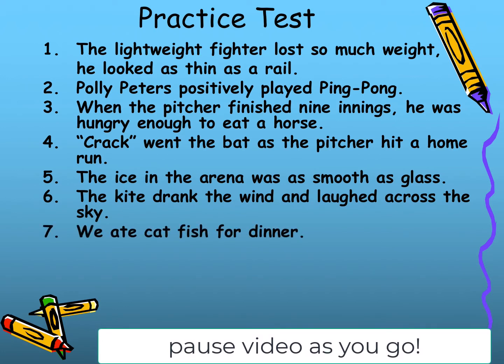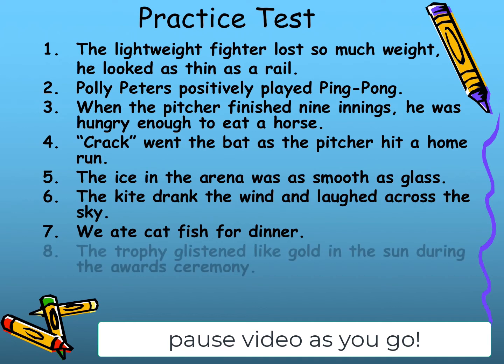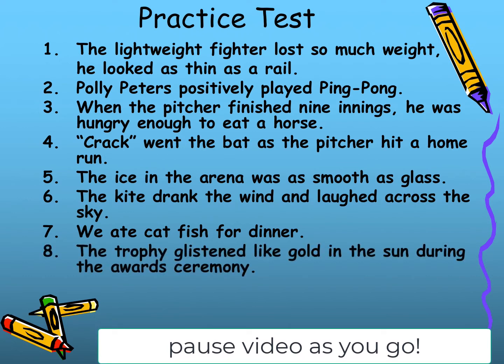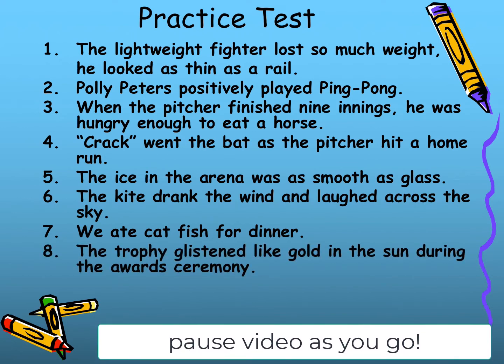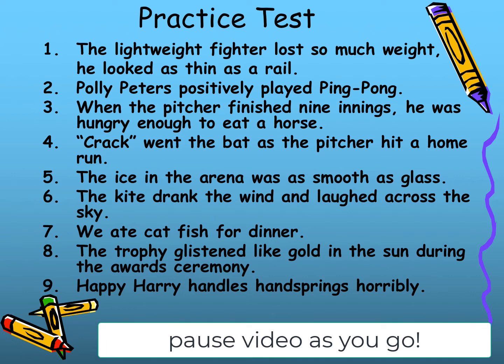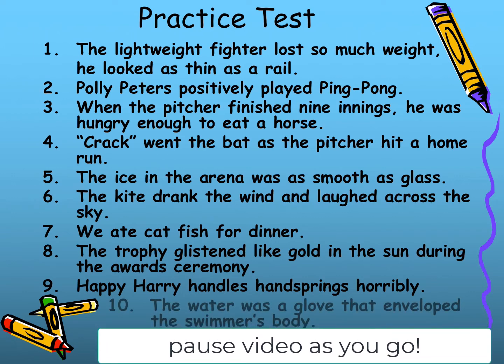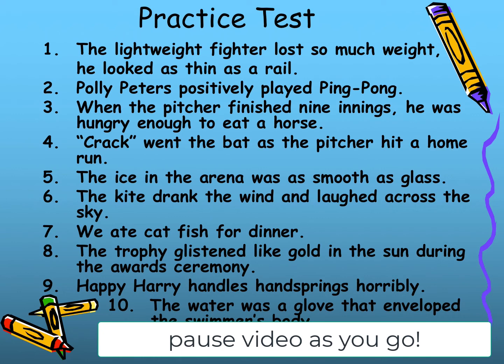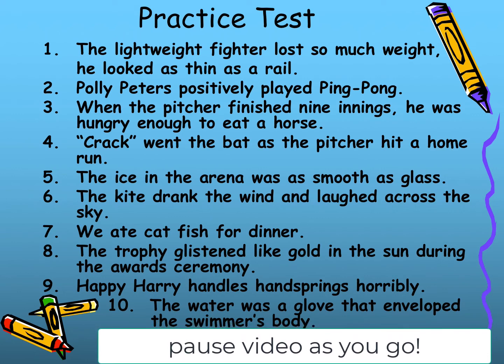Number 7, we ate catfish for dinner. Number 8, the trophy glistened like gold in the sun during the awards ceremony. Number 9, Happy Harry handles handsprings horribly. And number 10, the water was a glove that enveloped the swimmer's body.